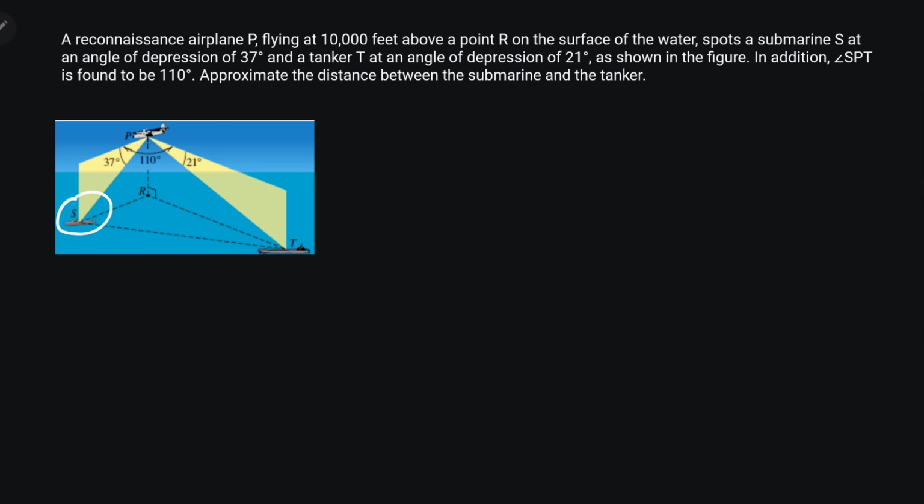So we have a submarine here, S, at an angle of depression of 37 degrees, and it's marking the angle of depression. And a tanker T, here we see it at an angle of depression of 21 degrees, as shown in the figure. In addition, angle SPT, so this big angle right here that is being marked with the arrow, is found to be 110 degrees. Approximate the distance between the submarine and the tanker.